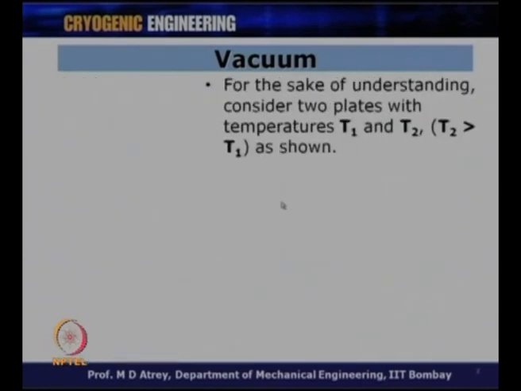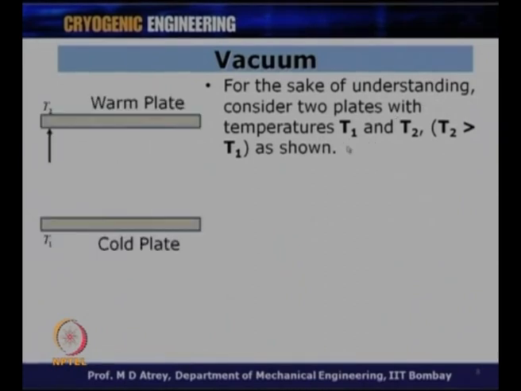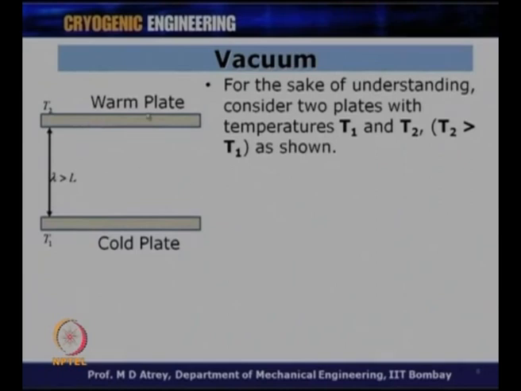Now, let us understand the mechanism of this free molecular conduction. For the sake of understanding, consider two plates with temperatures T1 and T2 as shown in the figure. Here we have a warm plate which is at temperature T2, and here we have a cold plate which is at temperature T1, and we say that lambda, the mean free path, is more than the distance L. That means the molecules in between these two surfaces will never collide with each other. The molecules coming from the warm plate will straight away meet the cold plate without having any molecules in between for collision.